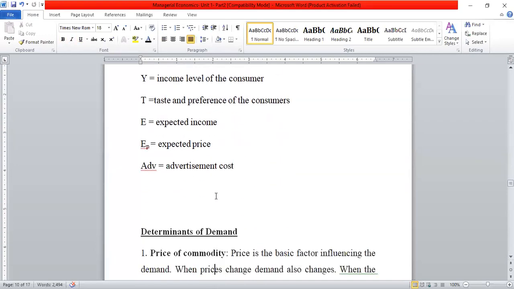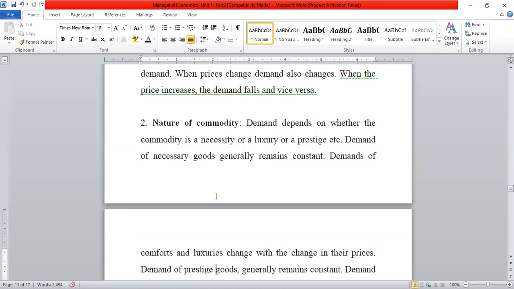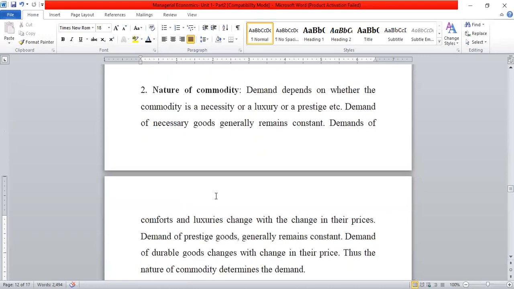And next we go to determinants of demand. What are the factors that determine demand? First of all, the price of the commodity. We say that there is an inverse relationship between the price of a commodity and demand. Then the nature of the commodity: for what purpose we use that product, and is it a necessary product or a luxurious product? If it is a necessary product, the demand generally remains constant. But if it is a durable product, the demand can be postponed to a future period, and the demand for prestigious goods remains constant.